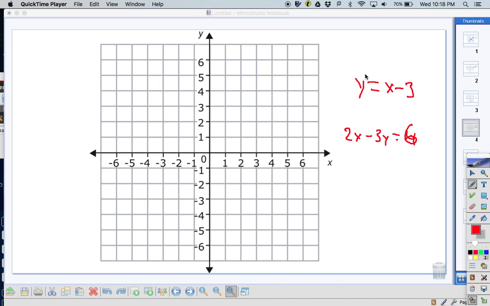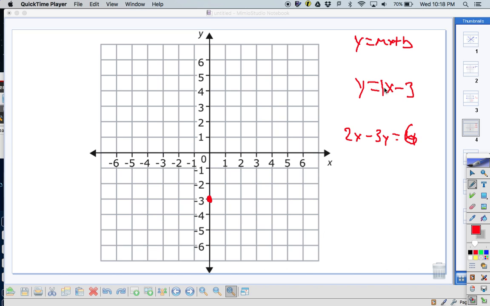If you have it in this form, this is y equals mx plus b. Remember, the b is your y-intercept. The m is your slope. So I look for the y-intercept, which is b, and our y-intercept here is negative 3. So on the y-axis, I go find negative 3, and I put a point. The slope is the coefficient of x. In this case, there's a hidden number here.